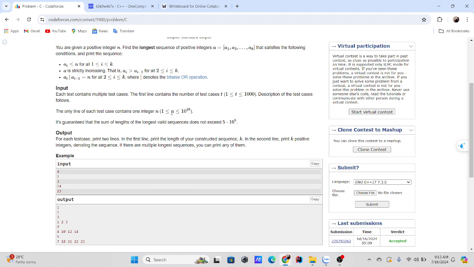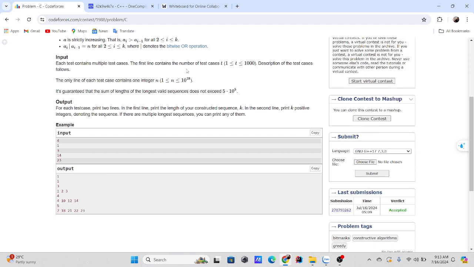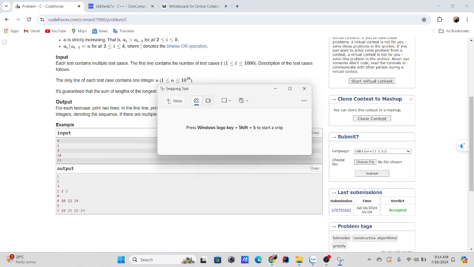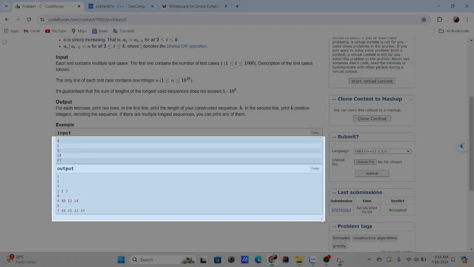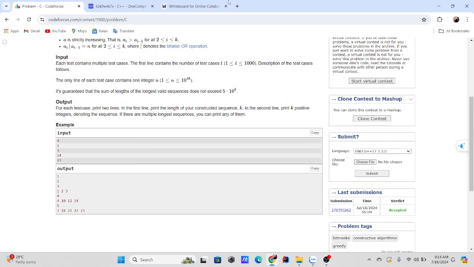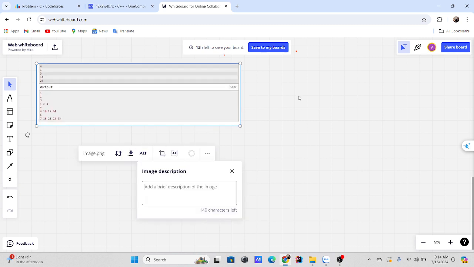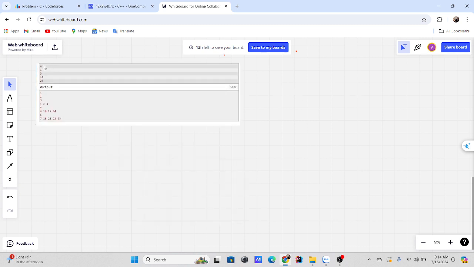So n is from 1 to 10^18, so just remember to use long, and that is basically it. And here is the test case. Let me copy the test case for you so that I can explain it further. Okay, as you can see, there are four total test cases, and here are the answers.